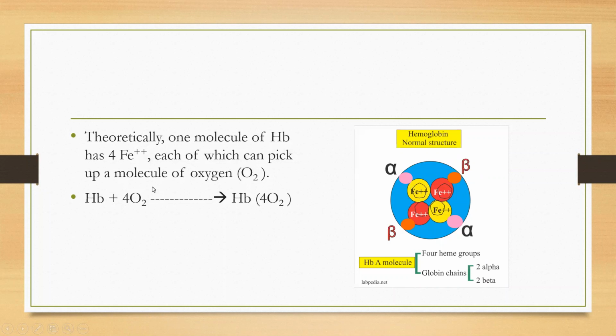So in the reaction form we can see hemoglobin combines with 4 oxygen. Why 4 oxygen? Because each Fe can pick up one molecule of oxygen. एक oxygen यहाँ से, दूसरा oxygen यहाँ से, third oxygen and fourth oxygen, and that is why the product formed is oxyhemoglobin.